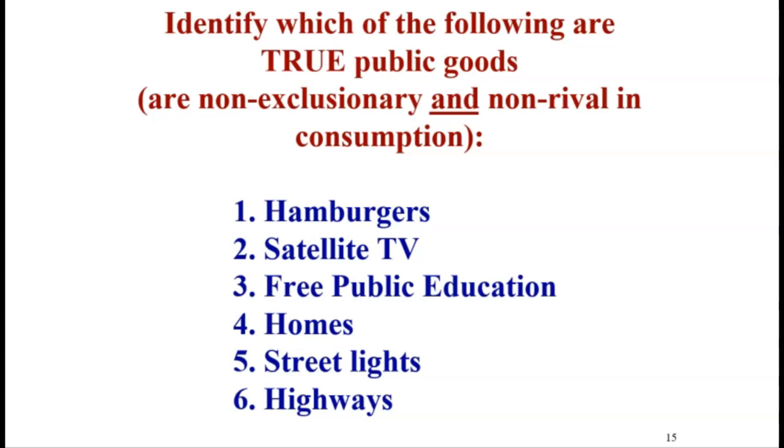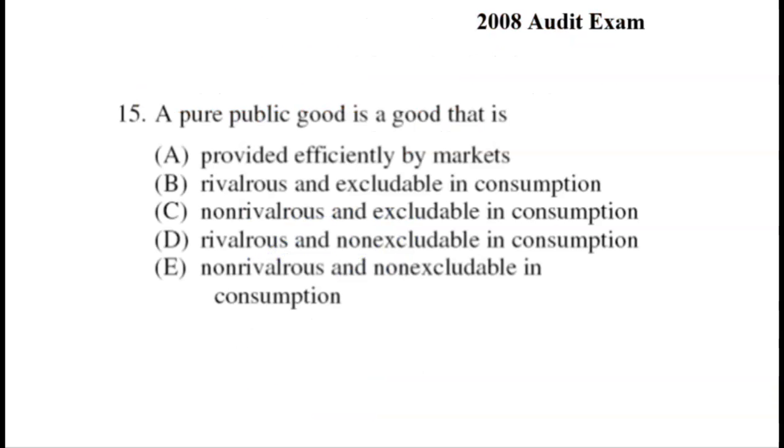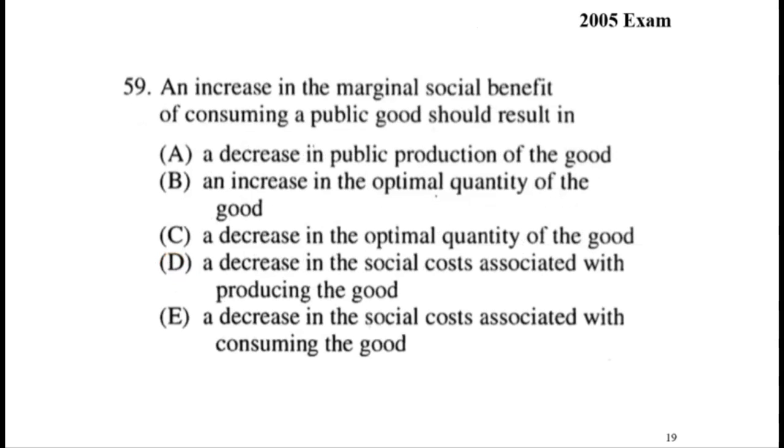All right, let's do a few more practice questions, and let's go to the 2008 audit exam for this one. Question number 15 says, a pure public good is a good that is... For this one, you should have selected E, non-rivalrous and non-excludable in consumption. All right, let's do another practice question. Number 59 from 2005. An increase in the marginal social benefit of consuming a public good should result in which of the following? For this one, you should have selected B, an increase in the optimal quantity of that good.